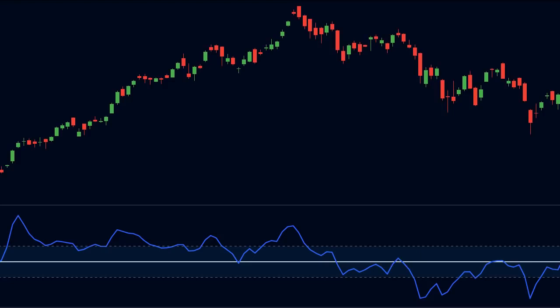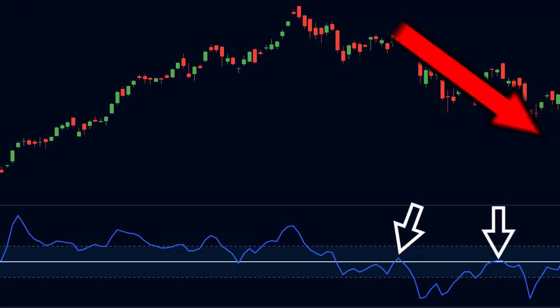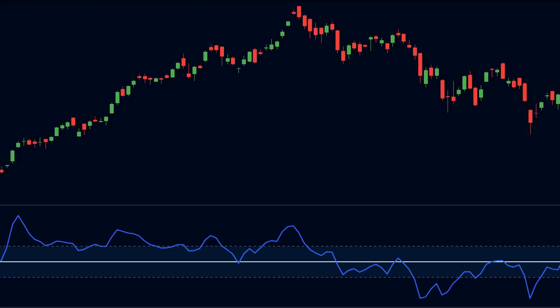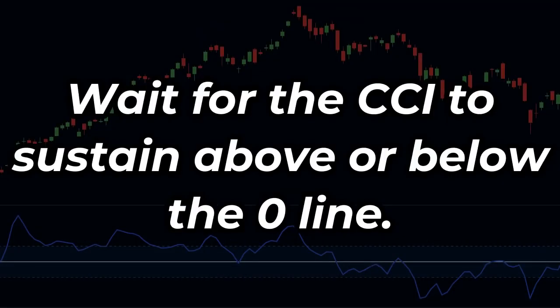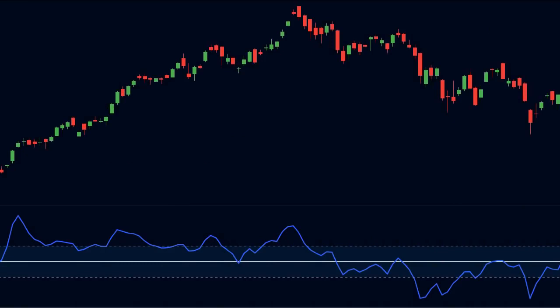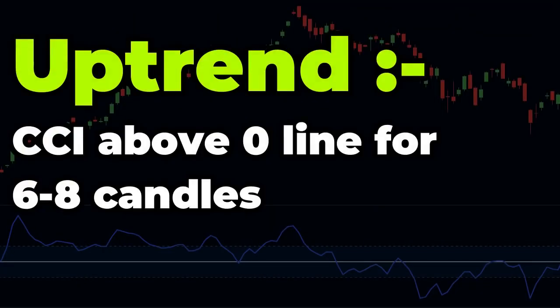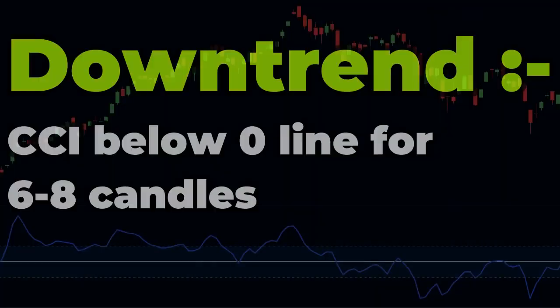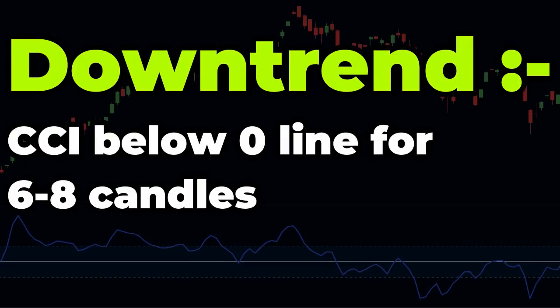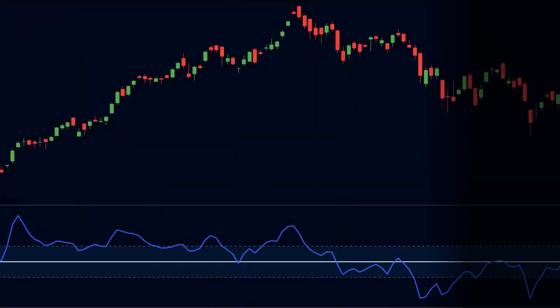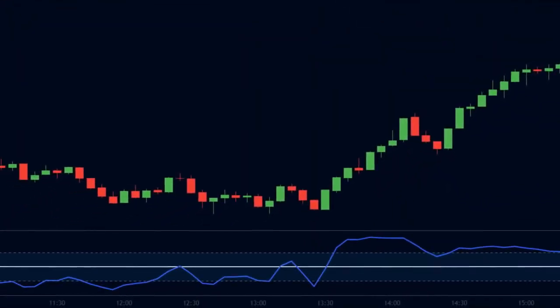Because sometimes the CCI may pull back to the zero line to continue the downtrend. Therefore, a good approach will be to wait for the CCI to sustain above or below the zero line to confirm an uptrend or downtrend. So, we will only consider the price to be in an uptrend if the CCI has been above the zero line for about 8 to 10 candles. Similarly, a downtrend will be confirmed only after the CCI has been below the zero line for about 8 to 10 candles.